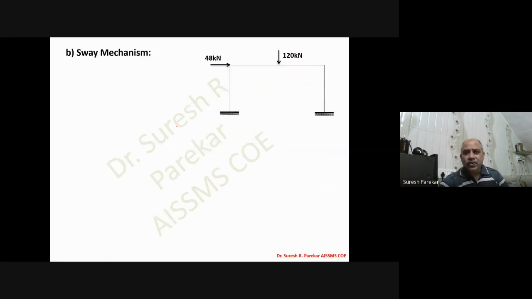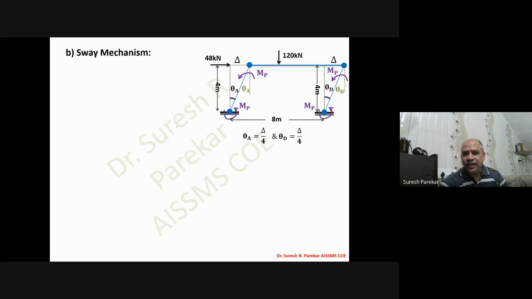Then we will switch over to the sway mechanism. In the sway mechanism, we have delta as the sway for the columns, and theta A and theta D are the same, because the column heights are the same: delta by 4 and delta by 4. So theta A is delta by 4, and theta D is also delta by 4.